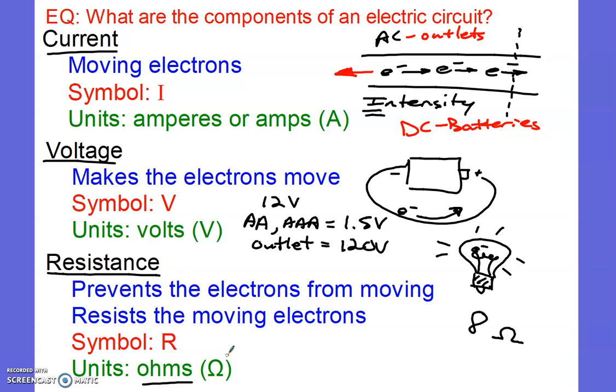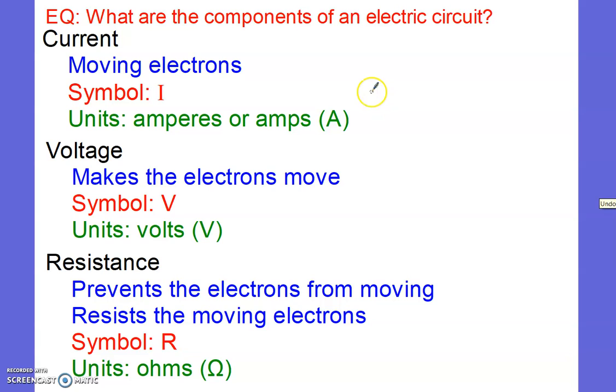Now these 3 things are related to one another through something called Ohm's law. And the relationship here is that the voltage is equal to the current times the resistance. So for a given circuit of constant resistance, current and voltage are proportional to one another.